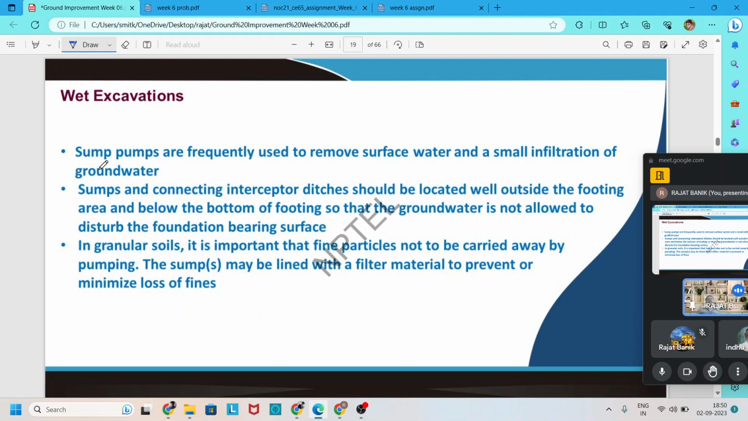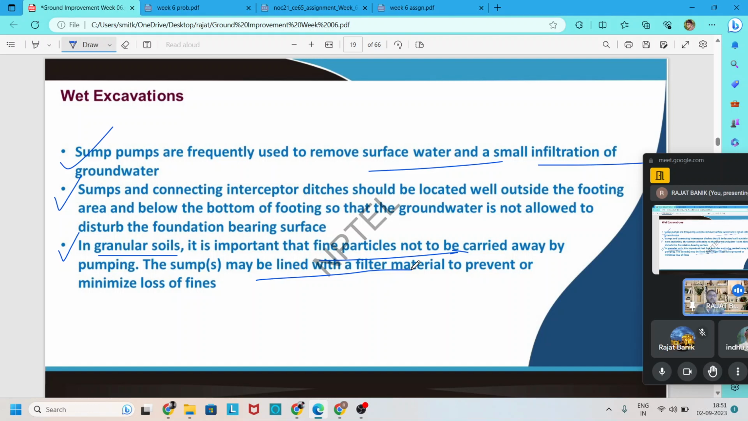So we already discussed every step. The sump is only used to remove the surface water and a small amount of infiltration water of the groundwater. It is also used outside the footing area or below the footing area to collect the groundwater, which does not affect the foundation bearing. And if there is granular soil, a filter may be used to reduce the flow out of fine particles, because if there is no filter, the fine particles of the soil also get washed out.